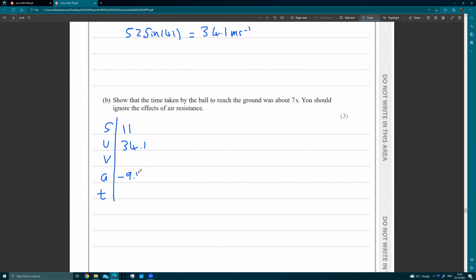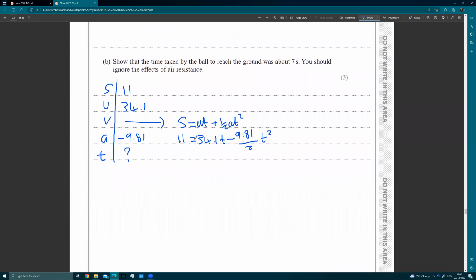Acceleration is always minus 9.81 vertically because weight acts down, so the acceleration also acts down. And the time is what we're trying to work out. This is the letter left, so we're going to have to use the equation corresponding to this letter, which is S equals UT plus half AT squared. Let's plug in some values. 11 is equal to 34.1 T minus 9.81 over 2 T squared.